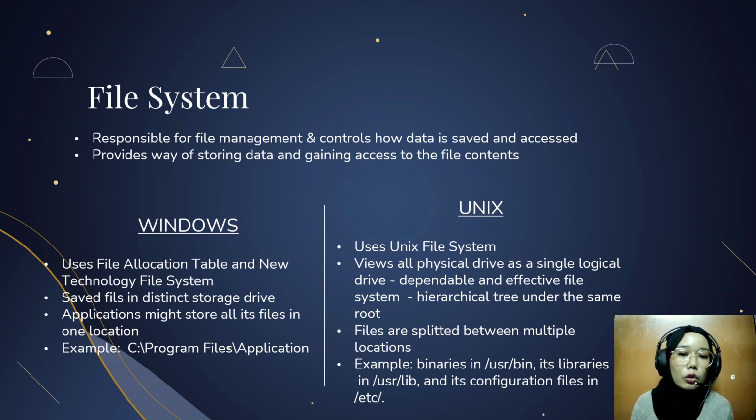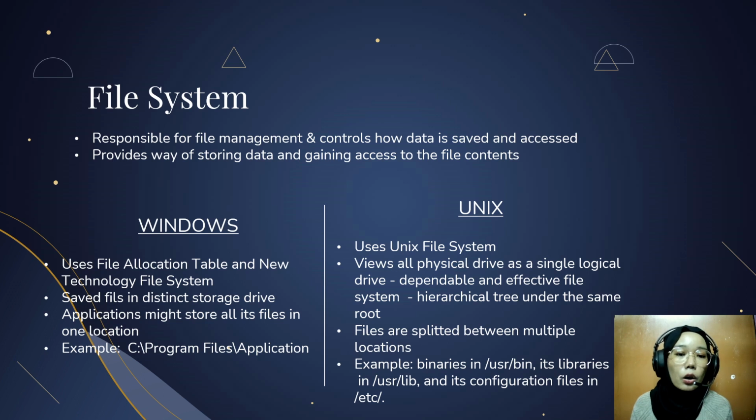Meanwhile, Unix uses UFS, or Unix file system. For Windows, the files are saved in folders on distinct storage drives, and for Unix, it views all physical drives as a single logical drive, and it also has a dependable and effective file system, represented as a hierarchical tree under the same root.